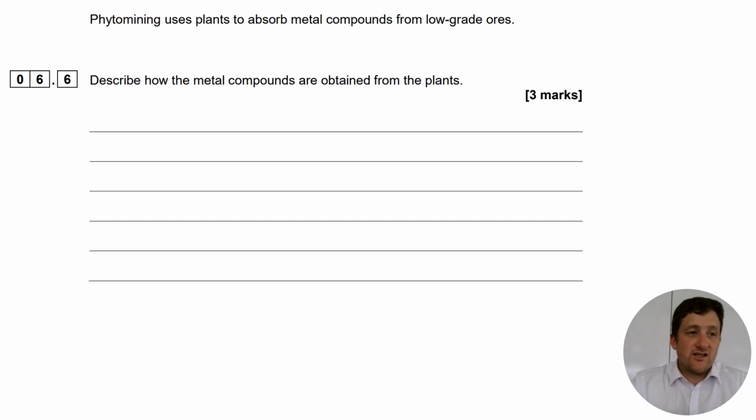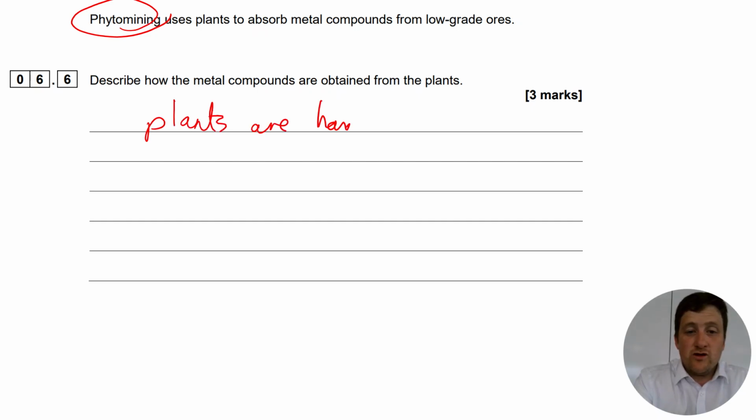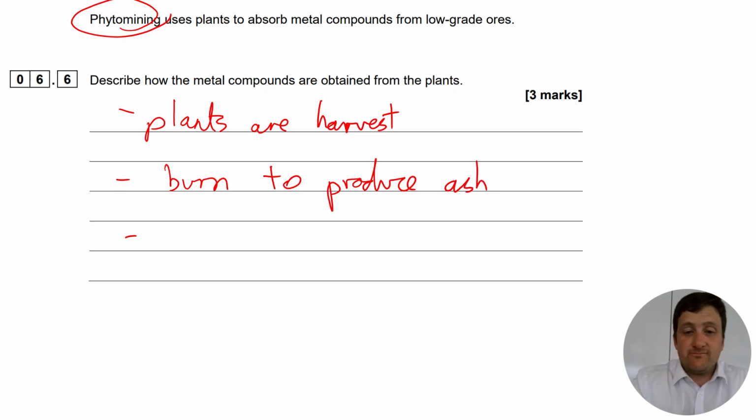And 6.6, we have, oh, here we go, phytomining. We've done bioleaching, we're now going to do phytomining. How are the metal compounds obtained? This is your starting point. Well, we harvest the plants. So we let the plants grow. We then harvest them, or dig them up. We then burn them. I suppose it's one step really, even though it's 3 marks. Burn to produce ash. And that ash has the metal compounds in it.